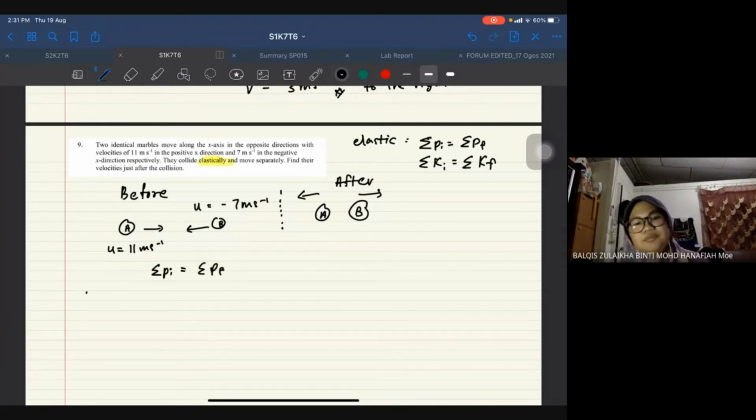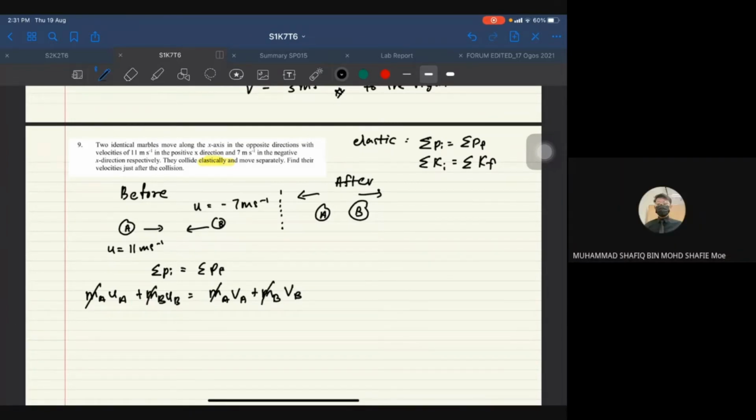Okay. Where MAUA plus MBUB equals to MAVA plus MBVB. Okay, mass of A is identical. Everything is identical. So mass of A and B is the same. So I can take this one straight away. So mass dia sama lah. Cancelkan. So UA would be equals to 11 plus UB is equals to negative 7. Don't forget to put the negative 7. Ramai student terlupa lah, termasuk saya sendiri.